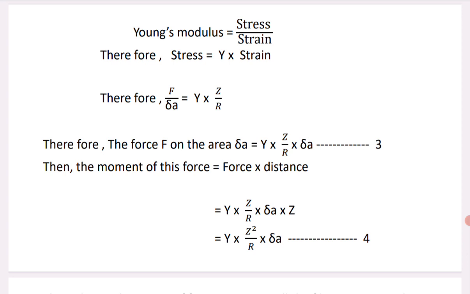Then the force on the area delta A is equal to Y into Z by R, that means on the area delta A, the force F is equal to Y into Z by R into delta A. Let this be equation number 3.